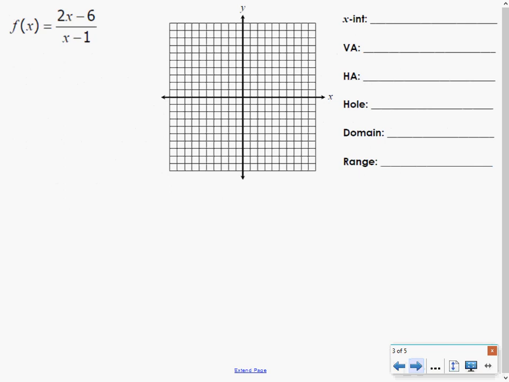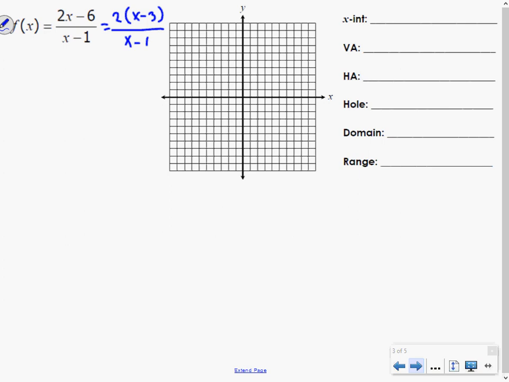Okay, we've got our function. Factoring wise, my numerator could factor out a 2, which would leave me with an x minus 3, and then that's over x minus 1. There is nothing that cancels, so we don't have to leave it in factored form, but we can. It's not a big deal. So let's go through and find our information.